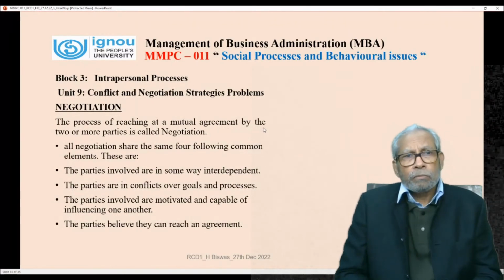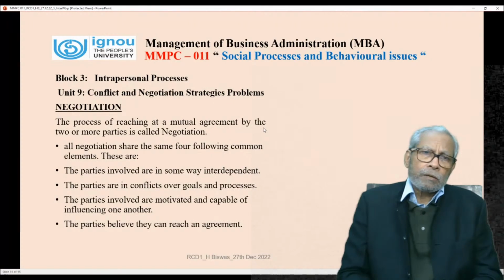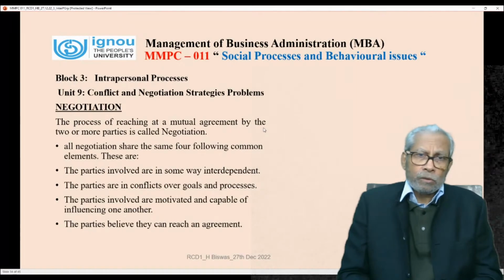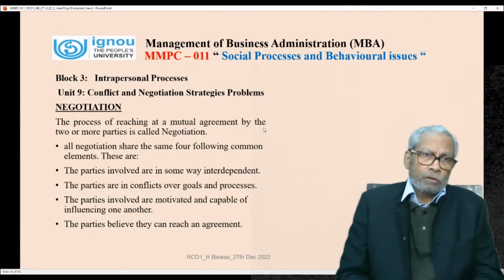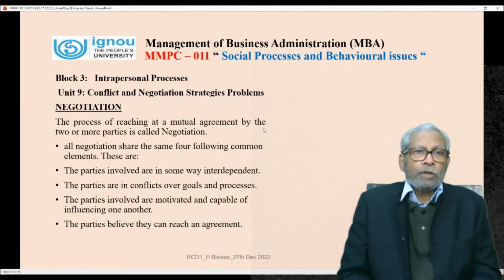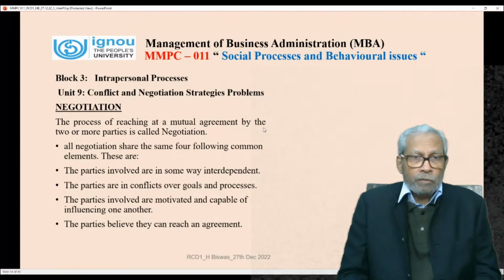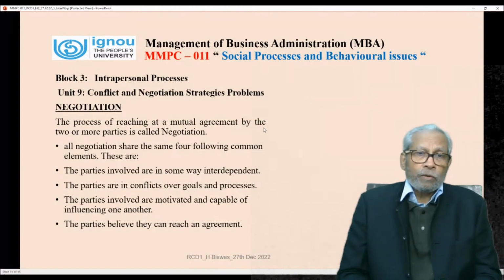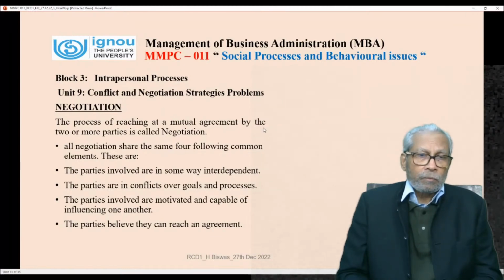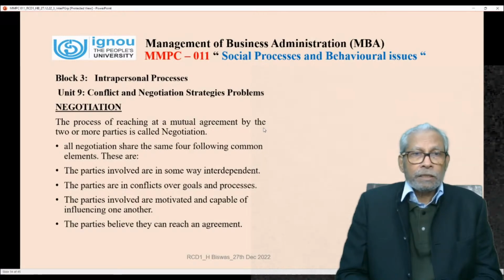Negotiations. The process of reaching a mutual agreement by two or more parties is called negotiation. So all negotiations share the following common elements. The parties involved are interdependent. The parties are in conflict over goals and processes. The parties involved are motivated and capable of influencing one another. The parties believe they can reach an agreement.